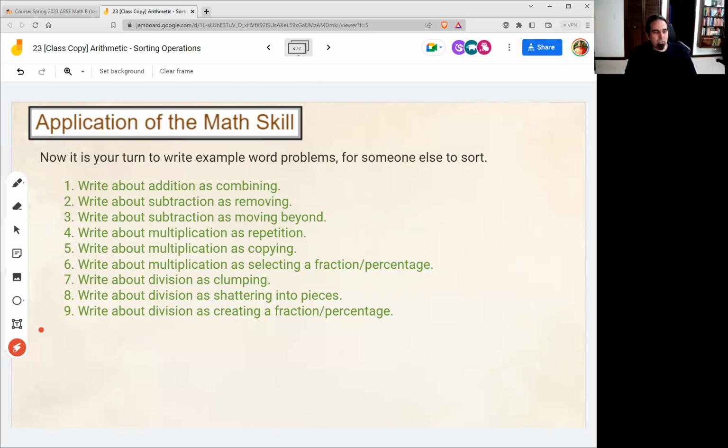Again, it's not your job to solve them. Is the answer 20? Is the answer 400? That's not your problem. That's whoever you give it to. That's their job.